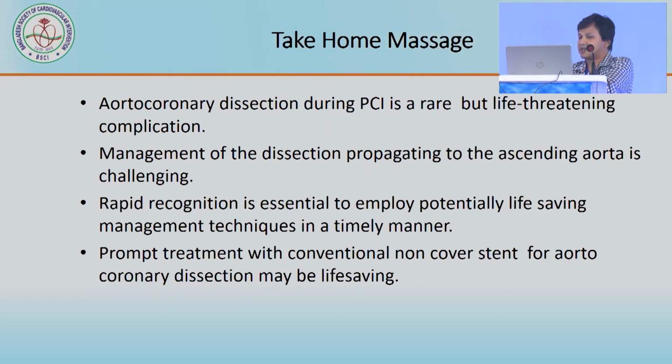And the take-home message: aorto-coronary dissection is a rare but life-threatening complication. Management of a dissection propagating to the ascending aorta is really challenging. Rapid recognition is essential to save the life, and prompt treatment with a conventional non-covered stent for aorto-coronary dissection can sometimes be life-saving.